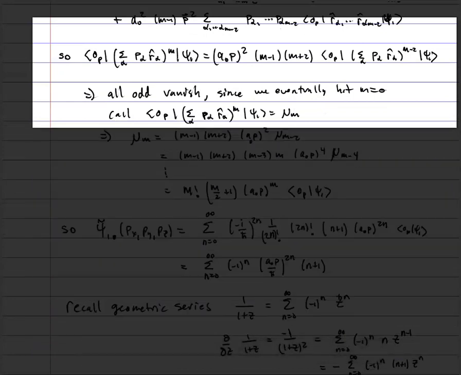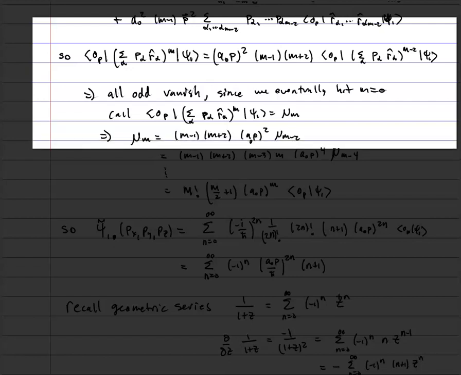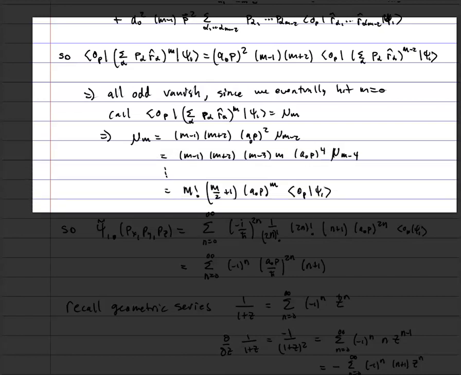Again, the odd ones vanish because eventually we're going to hit m equals 0 or m equals 1. And we verified that the m equals 1 expectation value is equal to 0. So we're going to call this expectation value for m, we're going to call that mu m. And the recurrence relation we found is mu m is equal to m minus 1 times m plus 2 times a0 p squared times mu m minus 2. And then we just iterate this all the way down to the end, and you get an m factorial. You get an m over 2 plus 1, a0p to the mth power times the overlap of 0p with psi 1. So this means we've now calculated for all the even powers.